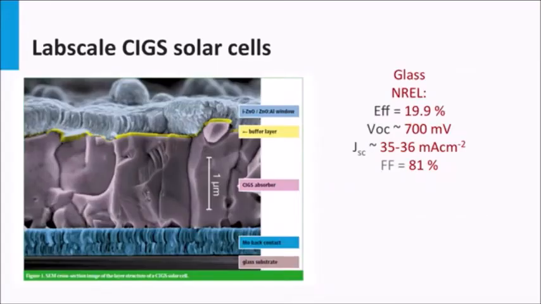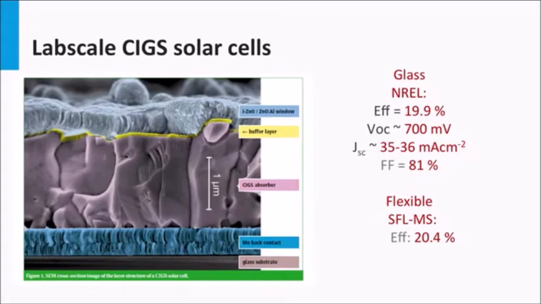An important advantage of the CIGS PV technology is that, on lab scale, it has achieved the highest conversion efficiencies among the thin film solar cells. Lab-scale CIGS solar cells processed on glass have a record efficiency of 19.9% as achieved by National Renewable Energy Lab in the US. Typical open circuit voltages are close to 700 millivolts, the fill factor of 81%, and short circuit current density between 35 and 36 milliamps per square centimeter have been achieved.